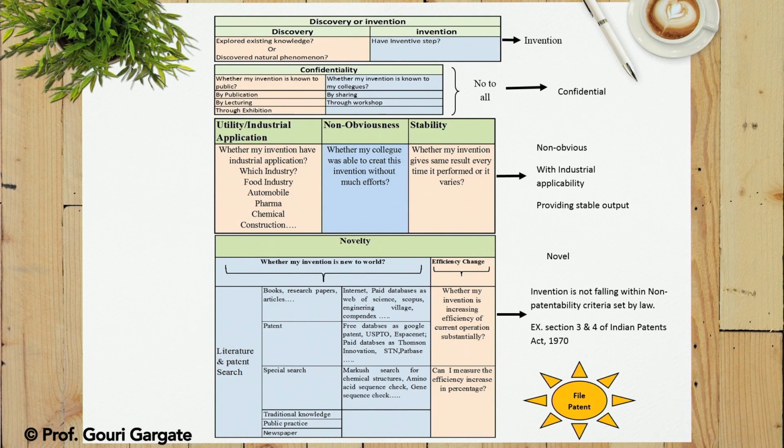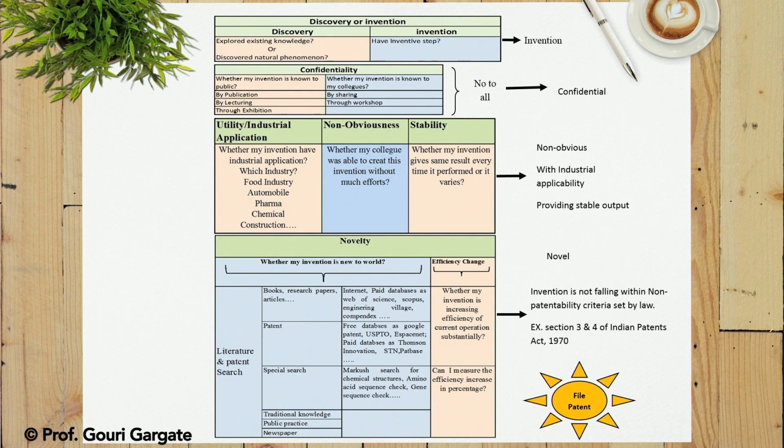Similarly, if there is any machine or process you have developed, it should give a stable output. If that machine is giving x number as output today and tomorrow it is giving x minus 10, then it is not acceptable. That machine should give performance that is constant every time, and only then can we say that this is a machine which you can consider for the patent.